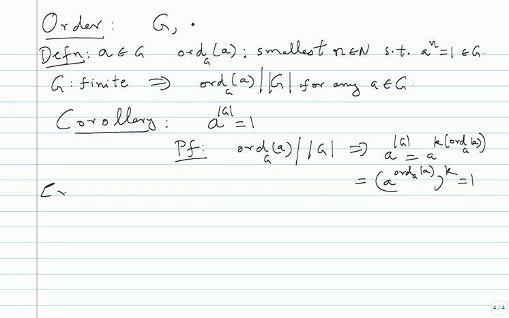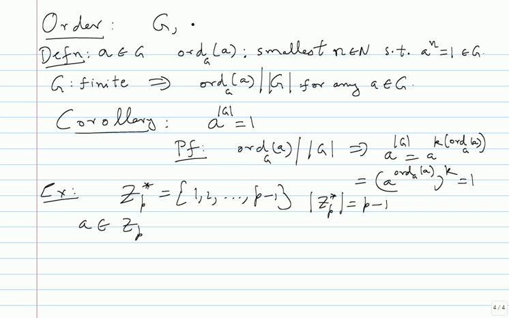So if you want me to look at an example, if I look at Zp star, what are the elements of Zp star? 1, 2 to p minus 1. So what's the size of Zp star? P minus 1. If I take any element a in Zp star, what's going to happen? Using this result, a power p minus 1 is going to be equal to 1 mod p.